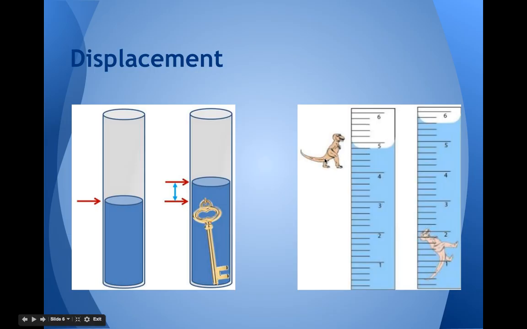So if I want to find out the volume of this little dinosaur here, my graduated cylinder starts at 4.8. I put the dinosaur in the water, and you'll notice that the water went up. It went up because the dinosaur takes up space. The water had to move, okay? So we go from 4.8 up to 5.6. You take the difference between those two, and that's going to give you the volume of your dinosaur.